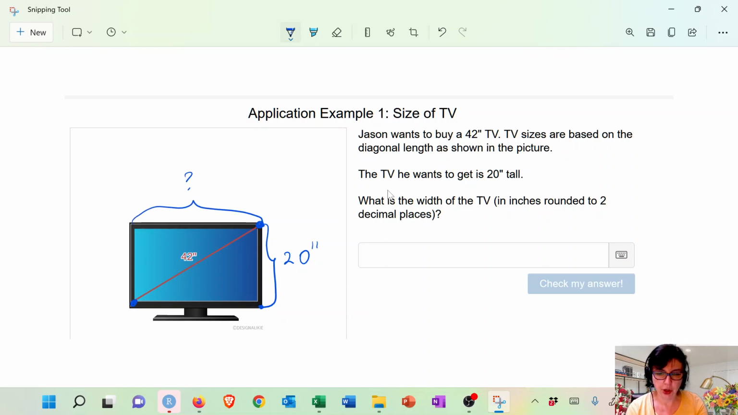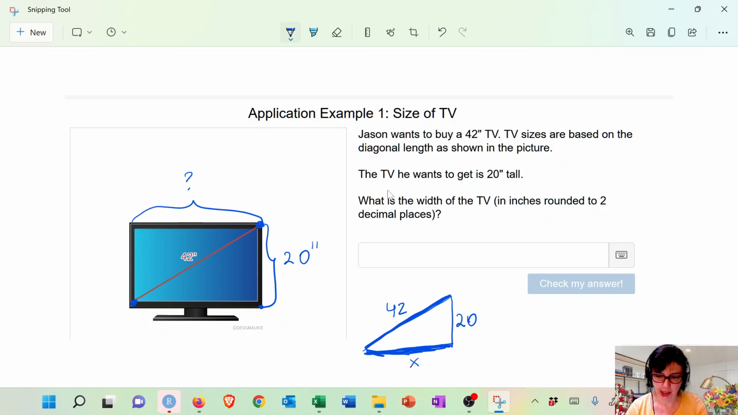Okay, so let's try to draw this triangle so we can see what's going on here. We know that the diagonal, which is this right here, is 42 inches. We know the height is 20 inches. So we need to figure out what's going to be the width. Like, can we put it on this nightstand? Can you put it on the stand? Is it going to fall out, or is it going to fit there? So we're trying to figure out what's the width, where we're going to place the thing.